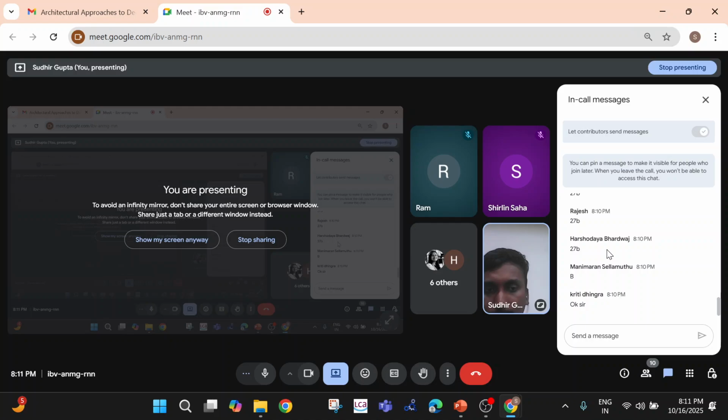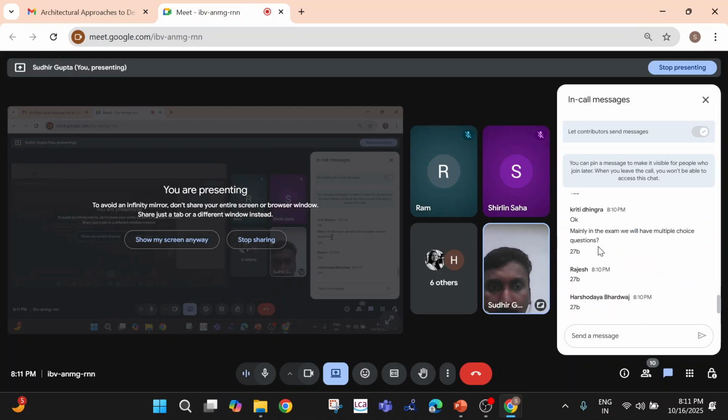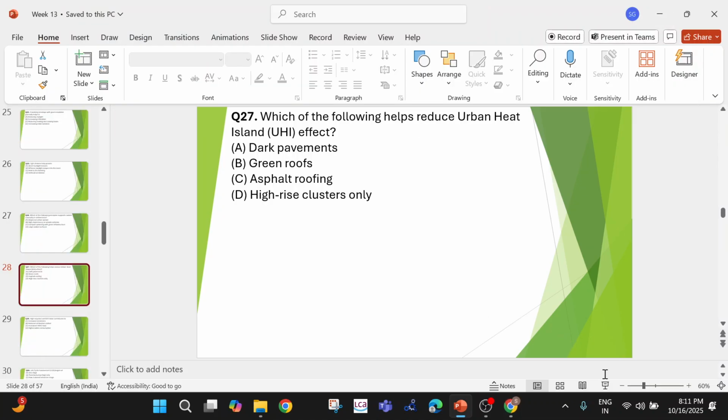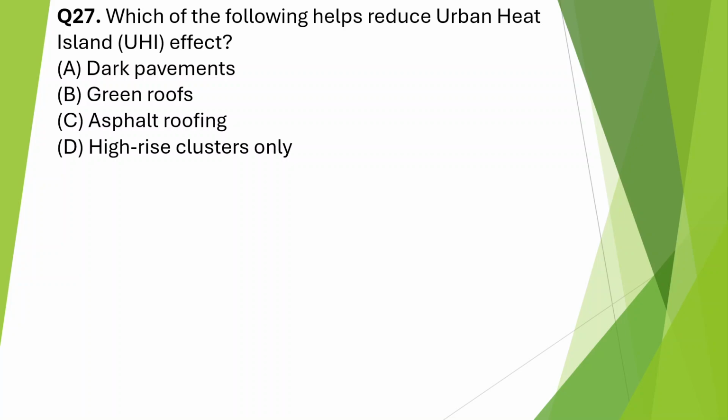Yeah, I hope Kirti's doubt is done. She has answered, and all of you have answered question number 27. All of you have given the correct answer, B. That is the correct answer, guys. All of you will get full marks if this was the question. That is, green roofs help in reducing the urban heat island effect. All of your concepts are clear.